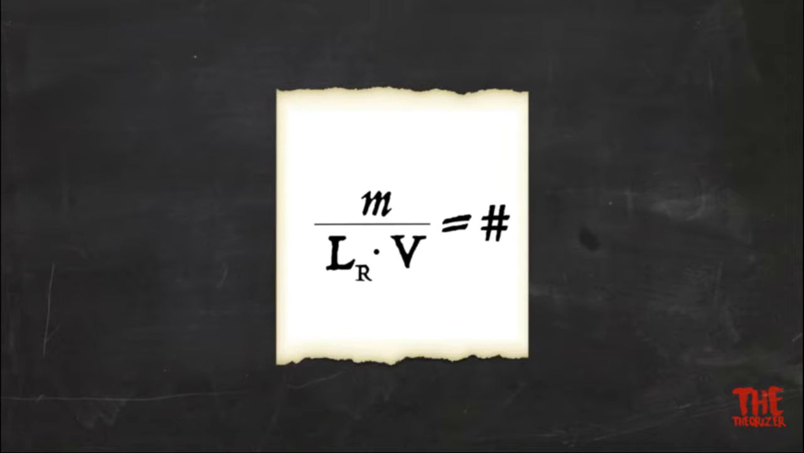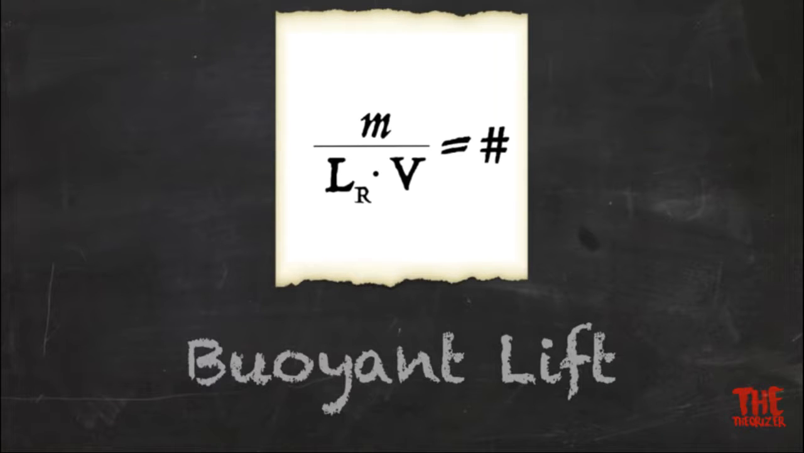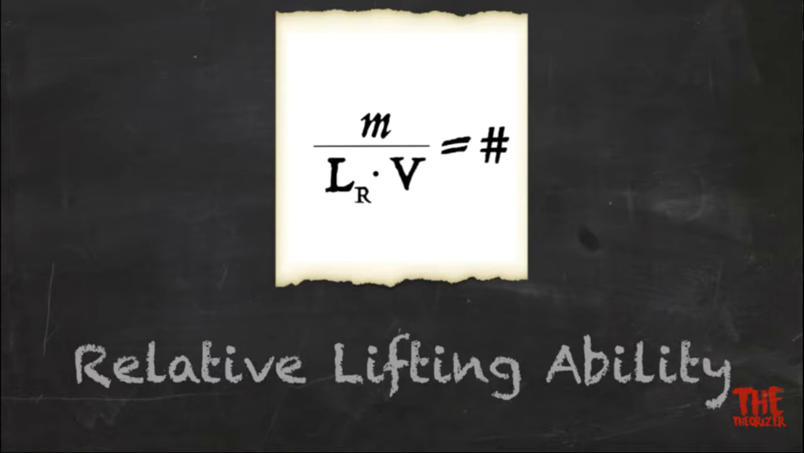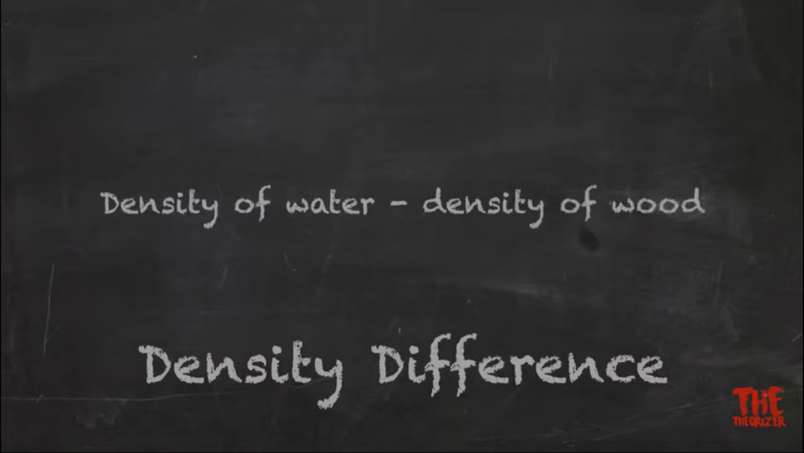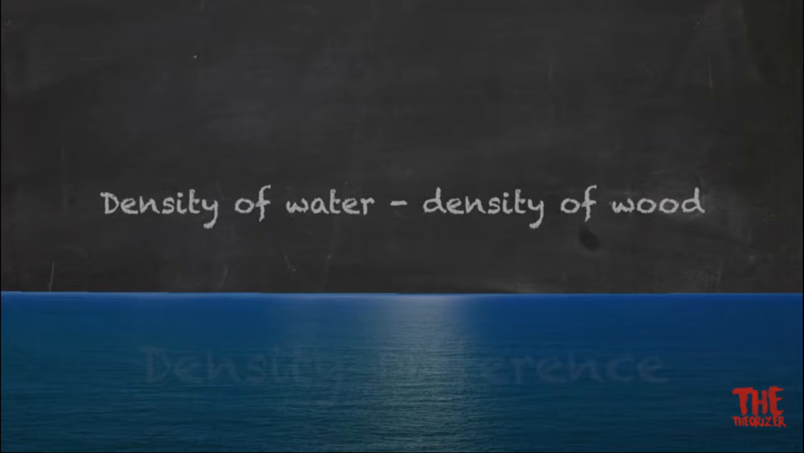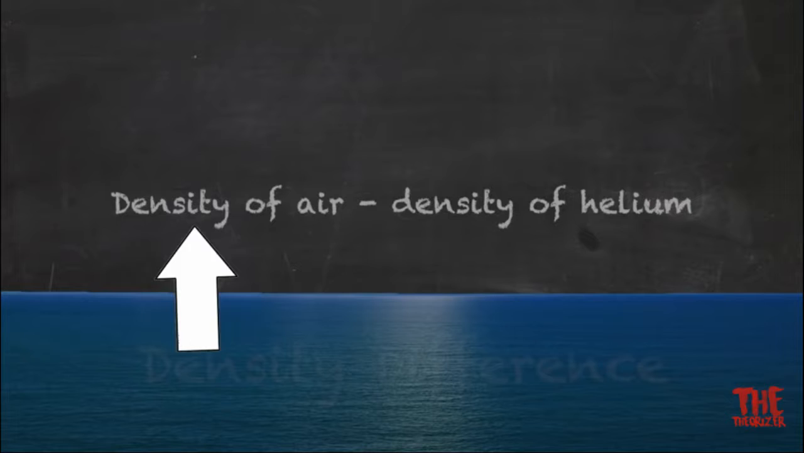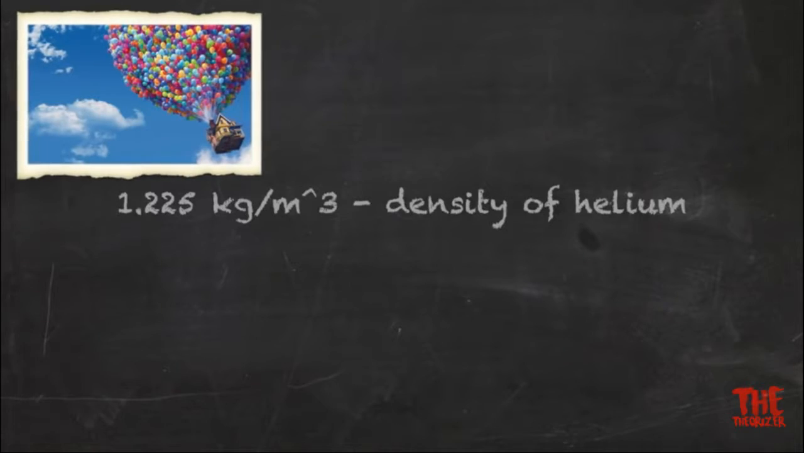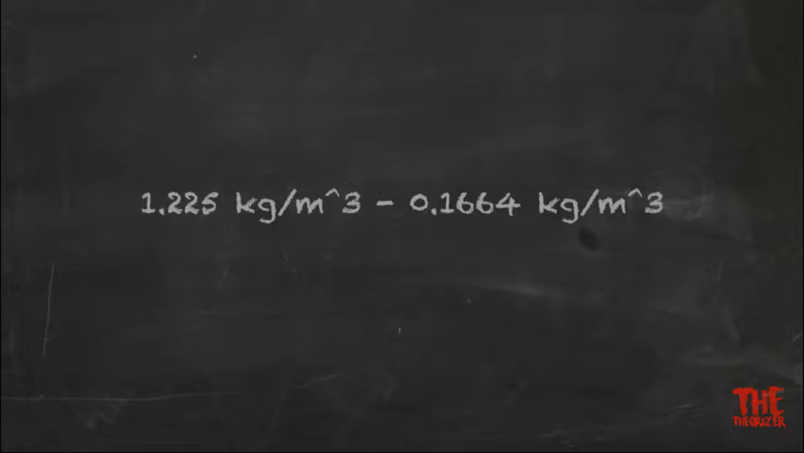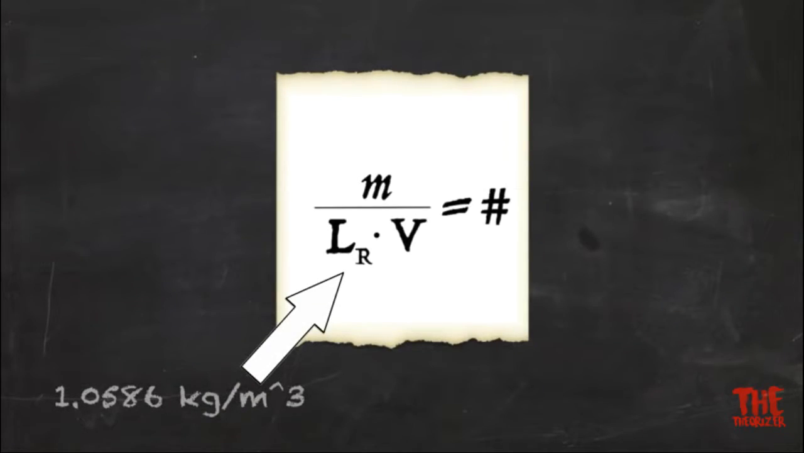So to find out how many balloons we need to lift any given object, we need to use a little formula I created that I like to call buoyant lift. All we need to know is how big the balloons are, what they're filled with, and how heavy the object they're trying to lift is. L sub R is the relative lifting ability, which has to do with the density and floating part of buoyancy. In short, it's the difference in densities. In water, the density of water minus the density of wood. In our case, the density of air minus the density of helium. Typical air density is around 1.225 kilograms per cubic meter, and typical room temperature helium gas has a density of 0.1664 kilograms per cubic meter. Subtracting gives us our relative lifting ability, 1.0586 kilograms per cubic meter.